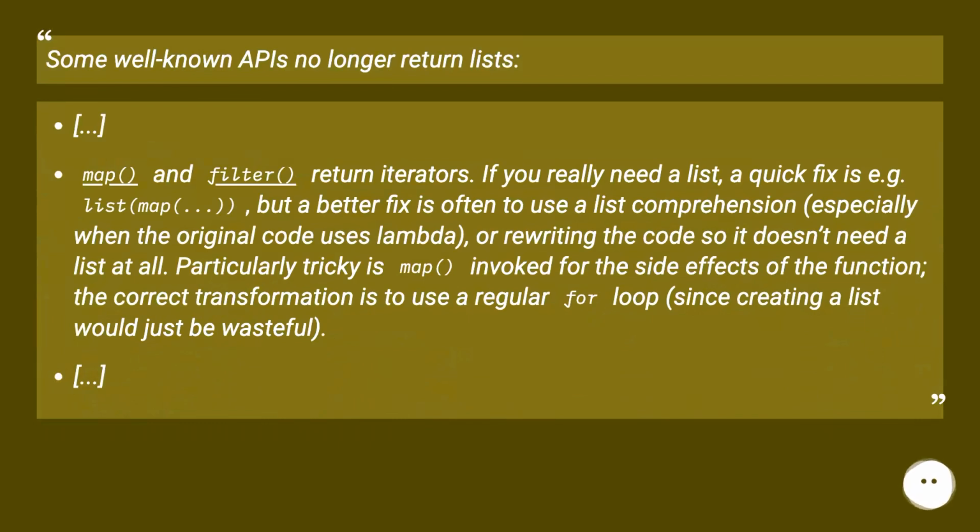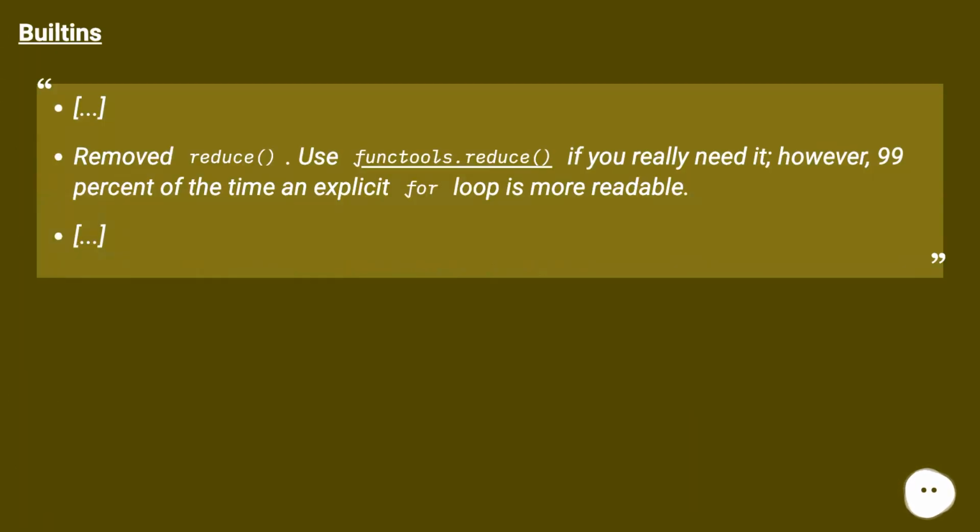If you really need a list, a quick fix is e.g. list(map(...)), but a better fix is often to use a list comprehension, especially when the original code uses lambda, or rewriting the code so it doesn't need a list at all. Particularly tricky is map invoked for the side effects of the function. The correct transformation is to use a regular for loop, since creating a list would just be wasteful. Built-ins: removed reduce. Use functools.reduce if you really need it, however, 99% of the time an explicit for loop is more readable.